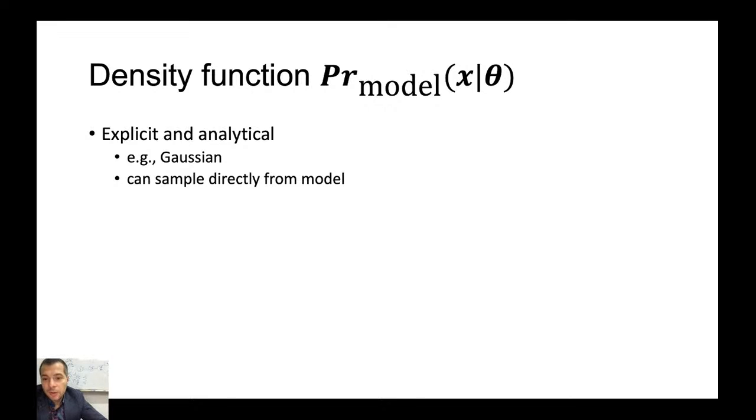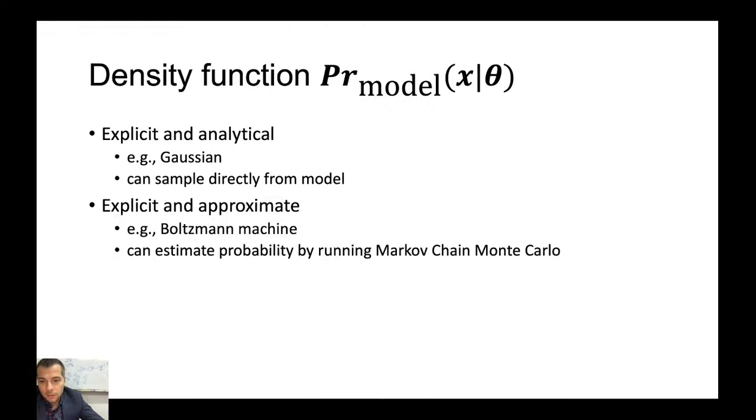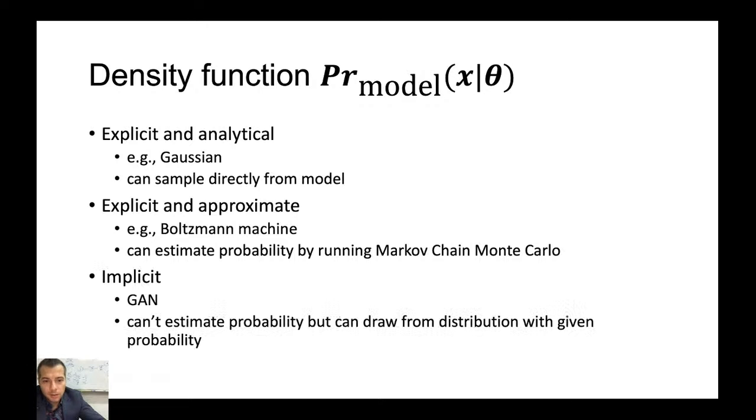Okay, and this can be done, for example, using an explicit and analytical approach. So this is the case of Gaussian models. So we approximate this probability with a mixture of Gaussians, and then we can sample new samples from this Gaussian distribution. Another approach is to use Boltzmann machines, which can estimate the probability by running MCMC. And third, there is this new approach based on generative adversarial networks, which is implicit.